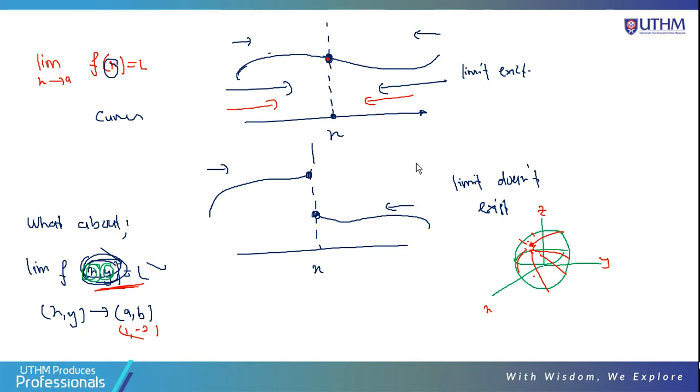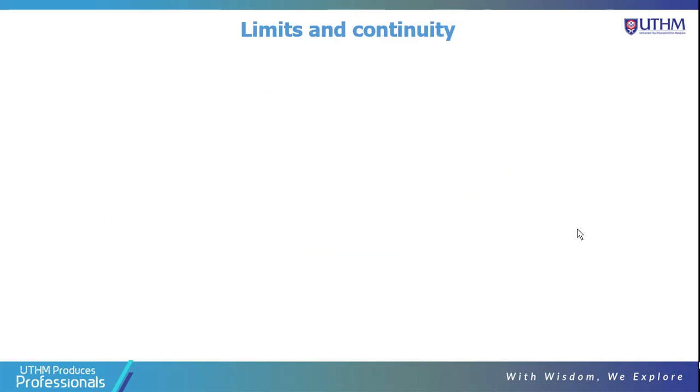In the definition, we can prove that the limit doesn't exist by showing that along two paths we get a different value as we approach the same point. Let's say we want to approach this point, but the value for this path and this path is not the same. So this is the definition of the limit in a several variable function.